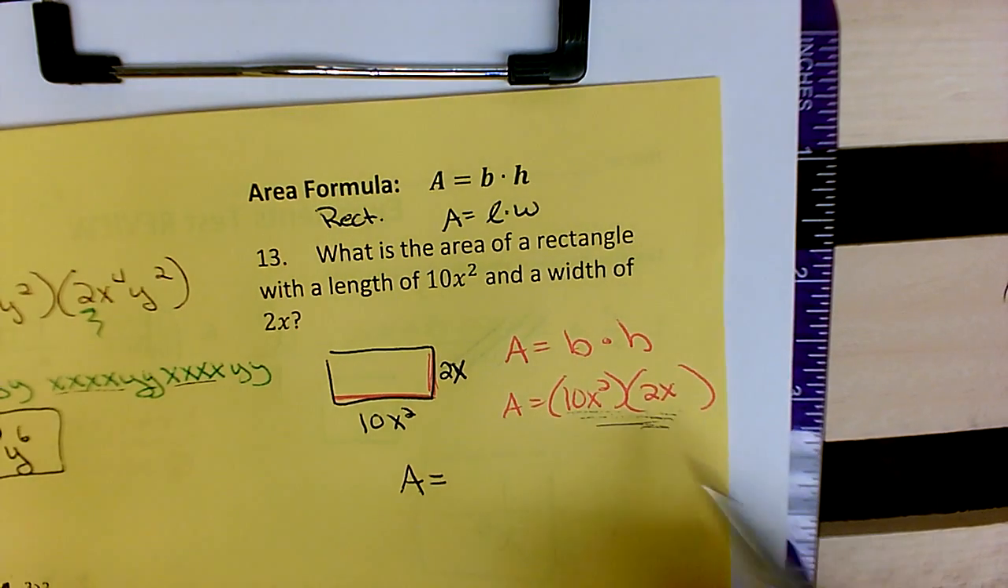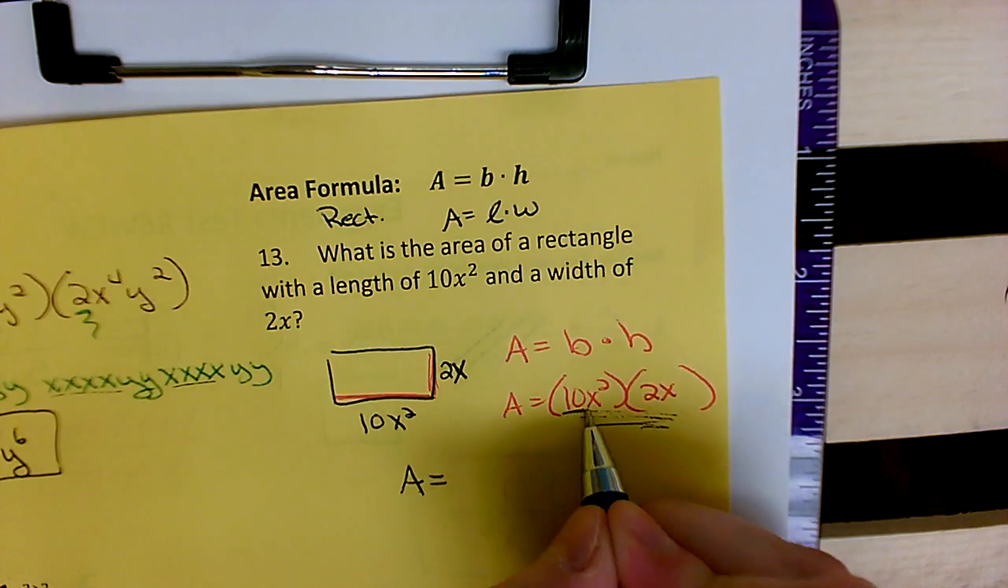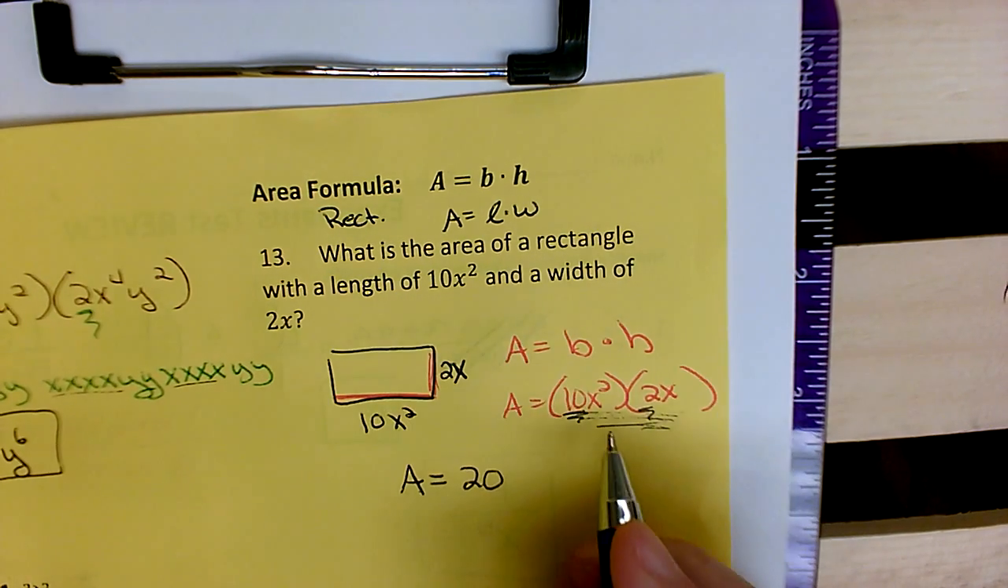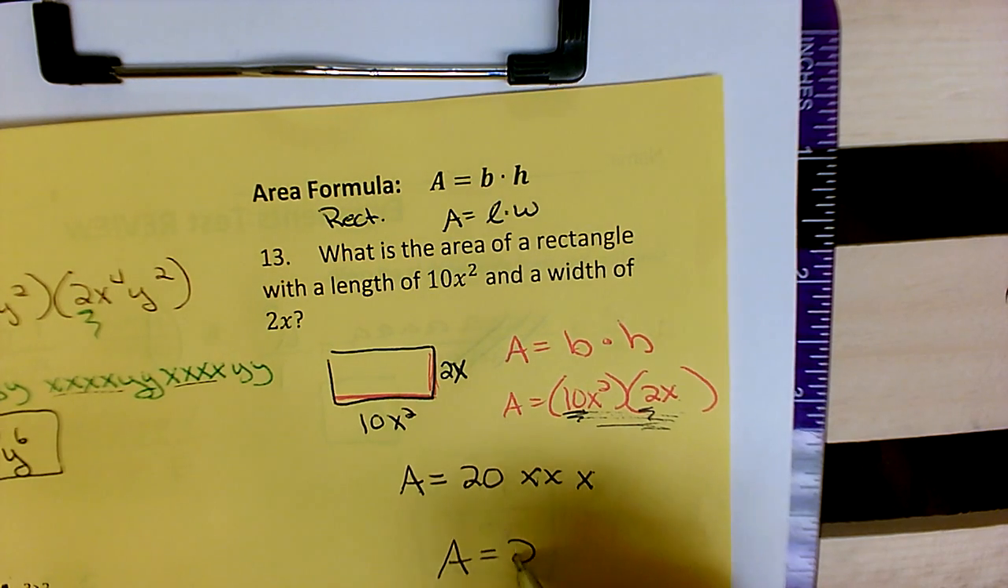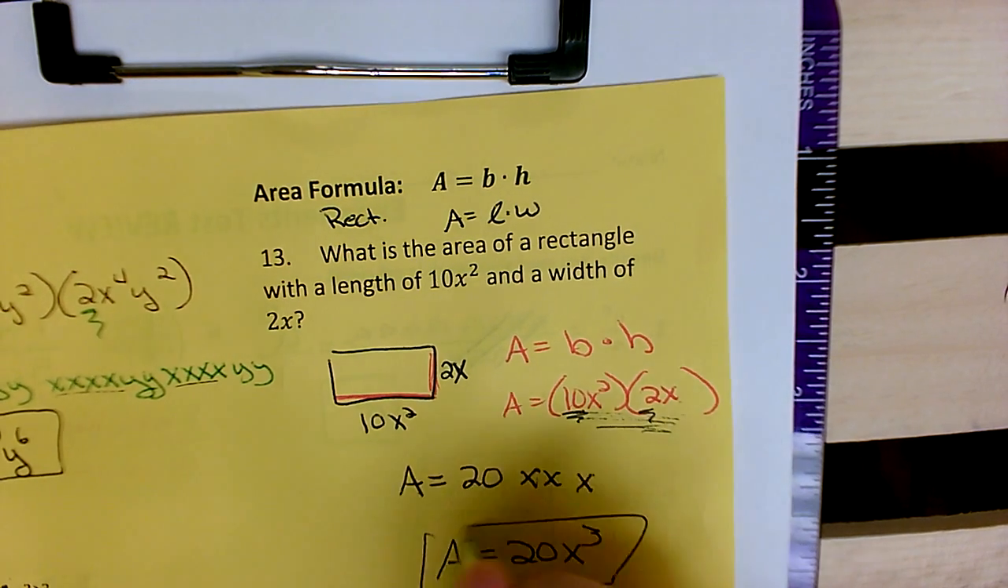But this I'm multiplying just like the problems we already did. 10 times 2 gives me 20. I've got x squared and another x. So altogether, I've got 20x cubed.